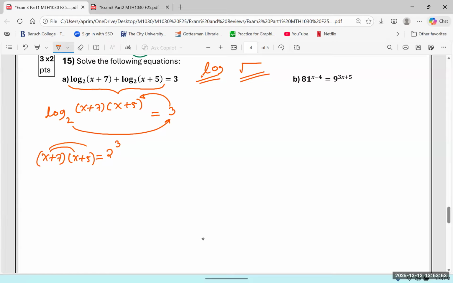So we do FOIL. We get x squared plus 5x, and we get 7x plus 35 equals 8. Since we have so many x's, we have to bring everything to one side because our goal is to see if it's factorable or not. So we're going to subtract 8 and combine these two. We get x squared plus 12x, and what is 35 minus 8? 27.